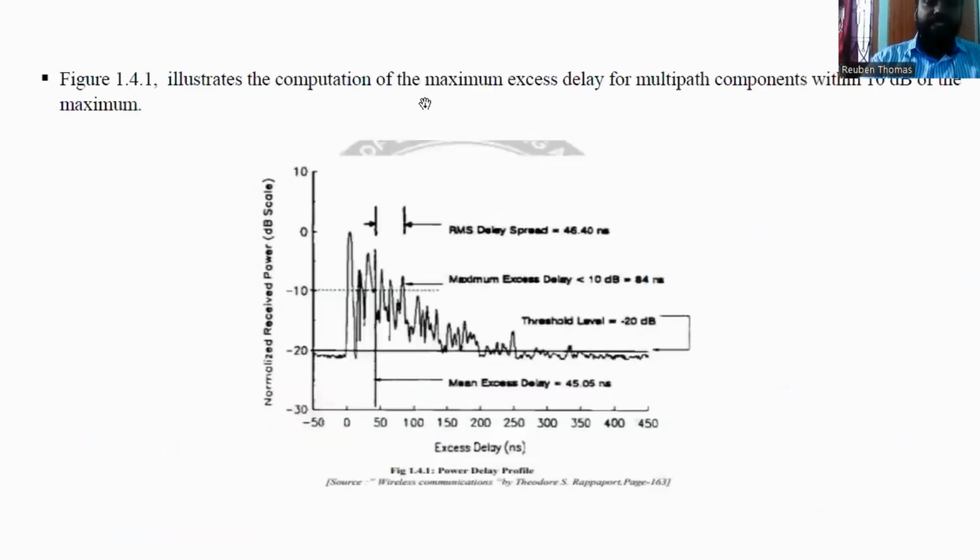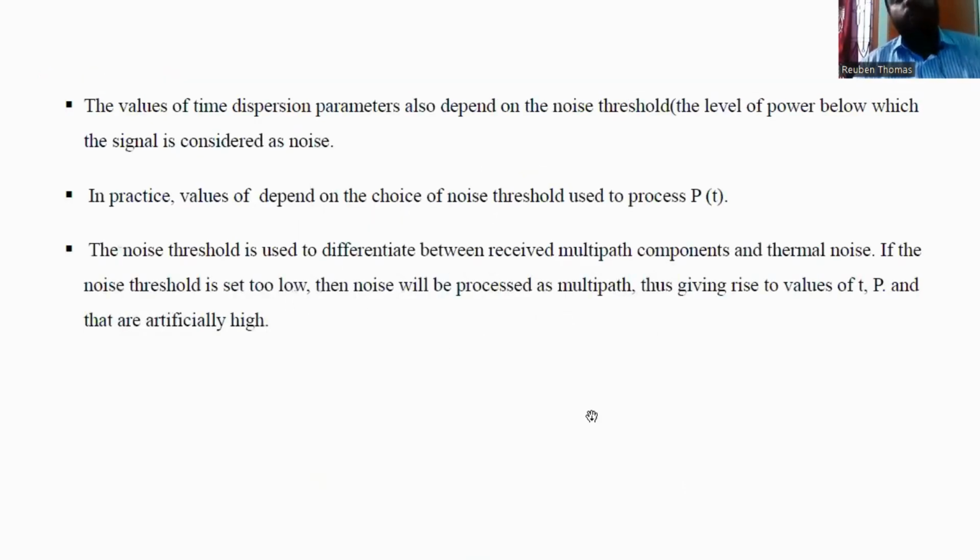The figure illustrates the computation of the maximum excess delay for the multipath components within 10 dB of the maximum. You can see the excess delay axis from 0 to 50, 100, 150, and the power axis from 0 to minus 10, minus 20, where it represents the RMS delay spread, the maximum excess delay, and the threshold level. The maximum excess delay will be lesser for a 10 dB threshold than for a minus 20 dB threshold. The values of the time dispersion parameters also depend on the noise threshold, the level of power below which the signal is considered as noise.